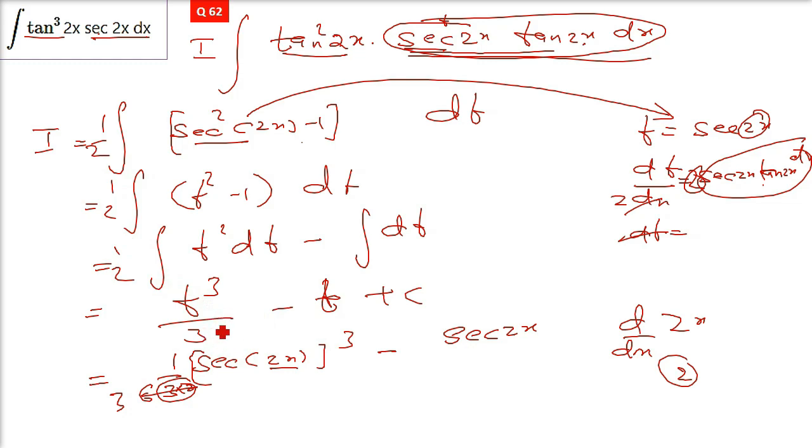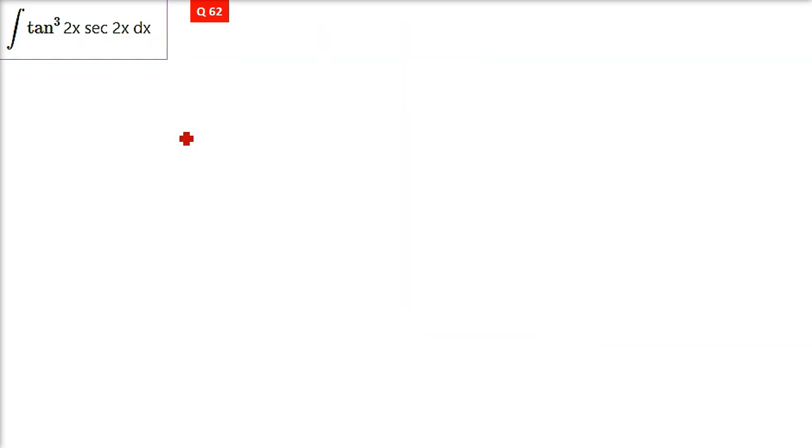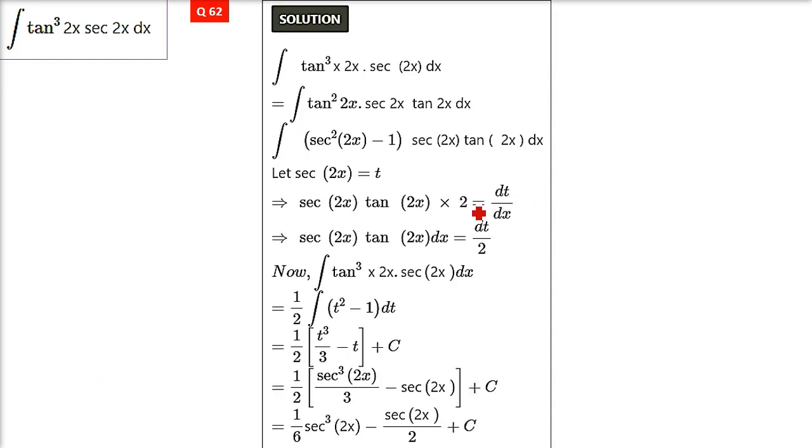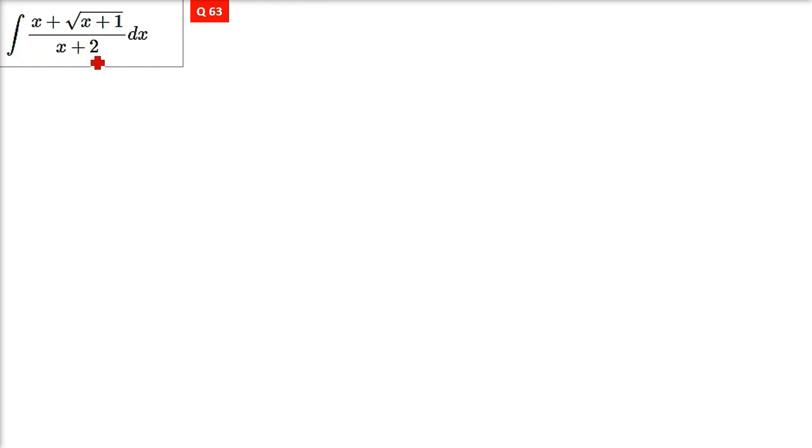Let us include this now. And this half multiplied by 3 is going to be 1 by 6. This will give you half sec 2x plus constant of integration. So the final answer, you must have a look, and this will be 1 by 6 sec cube 2x minus sec 2x divided by 2 plus constant of integration. Okay, this is how you are going to write it. It's very important to write; understanding is one thing and writing is another thing.